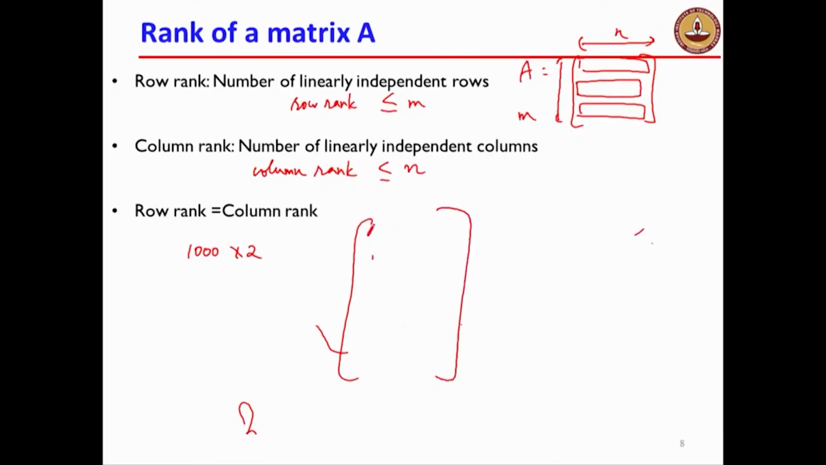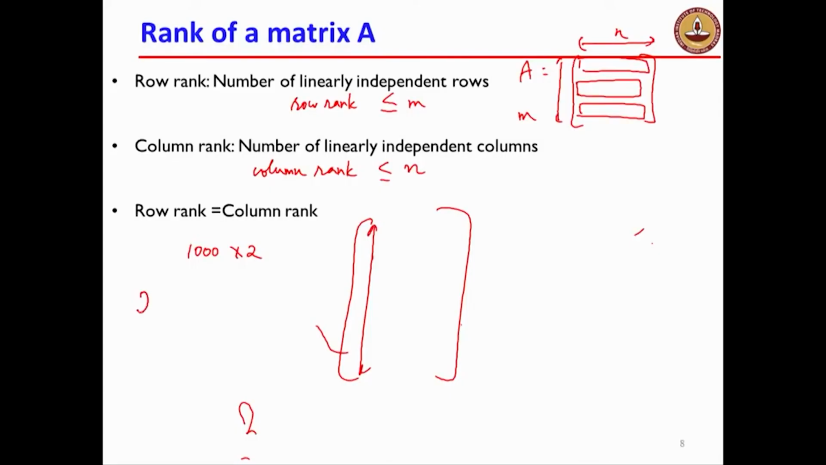What this means is, at the most only 2 of these rows can be independent. It is also not guaranteed that both rows are independent. Even though there are 1000 rows, only 2 of them are independent. That also makes sense, right? Because 1000 rows would mean 1000 vectors, each of size 2, and we know that in 2 dimensions only 2 vectors can be linearly independent at the most. You cannot have 3 linearly independent vectors in 2 dimensions. So, even though you may have a 1000 by 2 matrix, only 2 rows could be independent. All the other rows could be written as linear combinations of these rows.